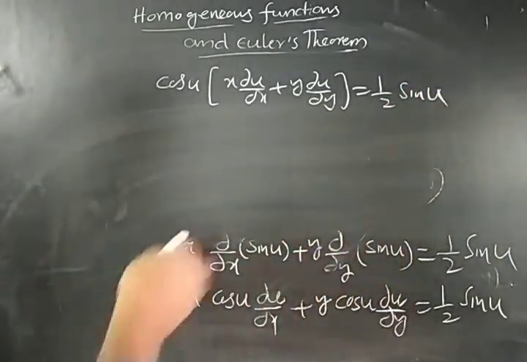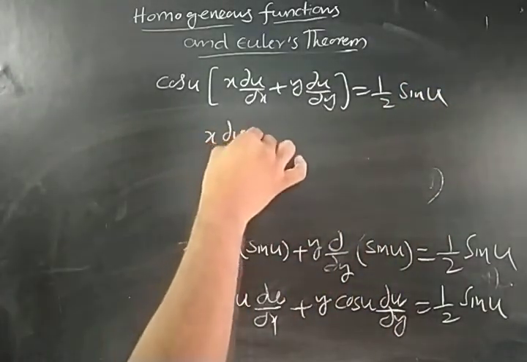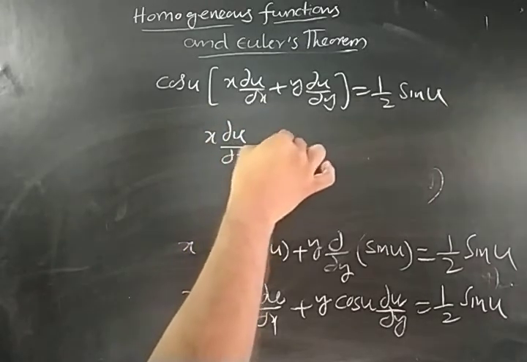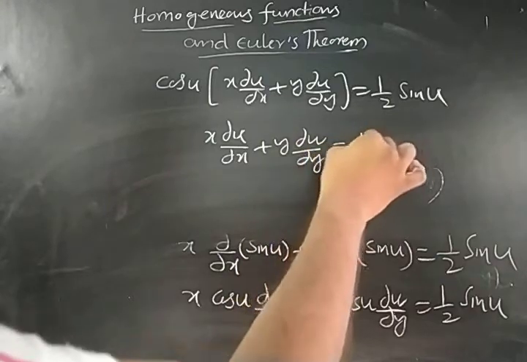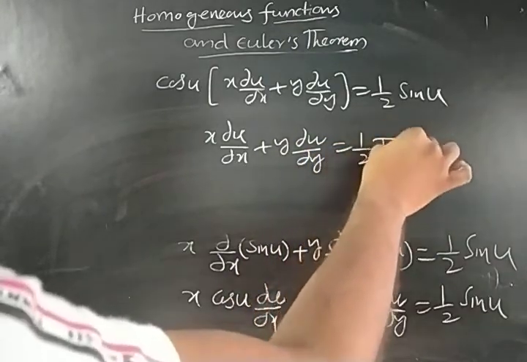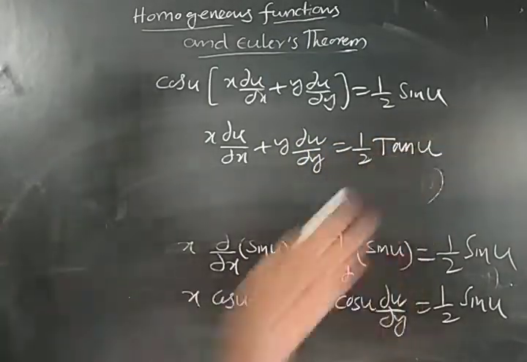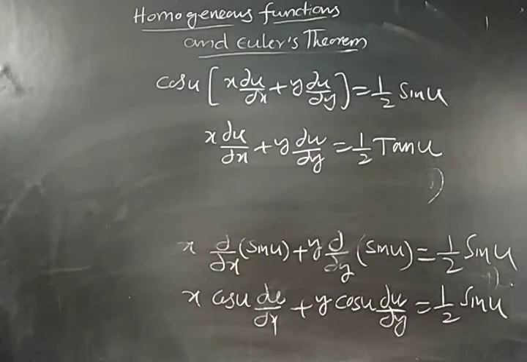Right? By sending cos u to the right hand side, you will get x dou u by dou x plus y dou u by dou y is equal to 1 by 2 sin u by cos u, which is tan u. So this is the required proof of the given question.